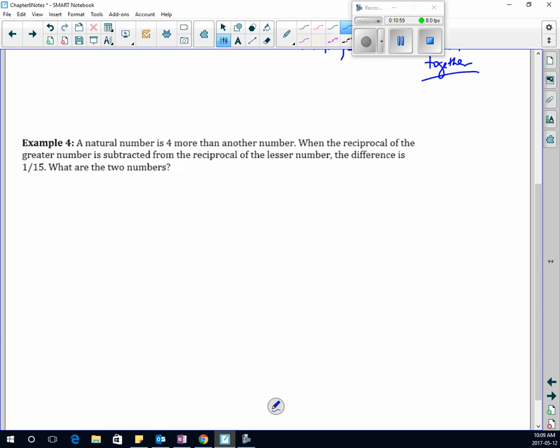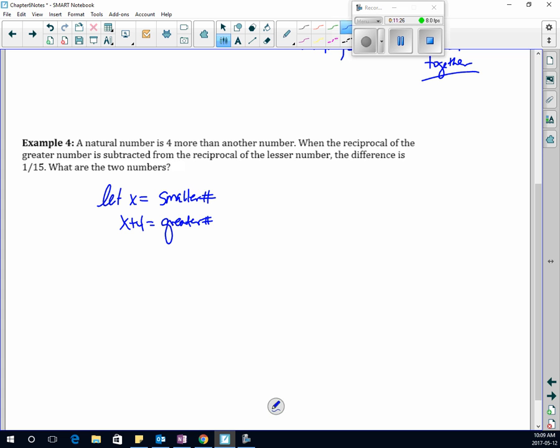So I'm going to let x be the smaller number. And if the other number is 4 more, then x plus 4 is going to be the other number, the greater number. So if you get an answer and it makes it the lesser number, then you know you did something wrong.